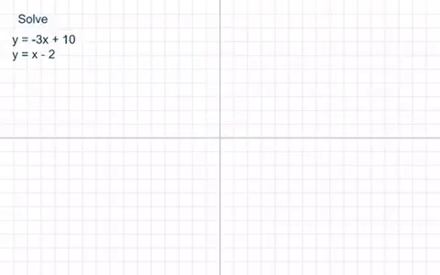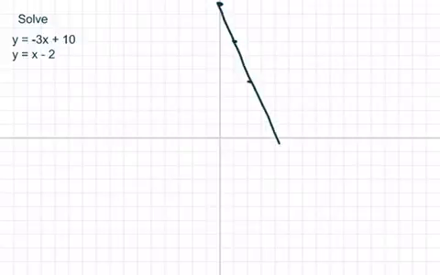Let's take a look at our first example. If we're going to graph, we're going to look at our first one here and graph that one. We start at positive 10 on the y-axis, and then we have negative 3 over 1 for our slope. So I'm going to go down 3: 1, 2, 3, over to the right once. And do that again: 1, 2, 3, over to the right once. Then, of course, we're dealing with equations, so it's always going to be a solid line.